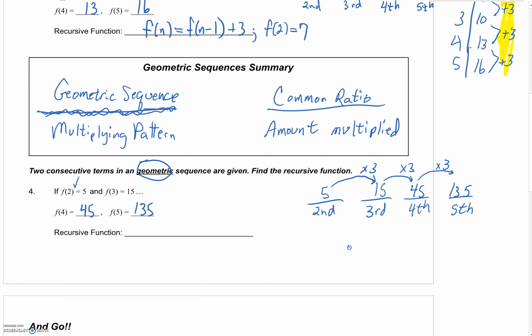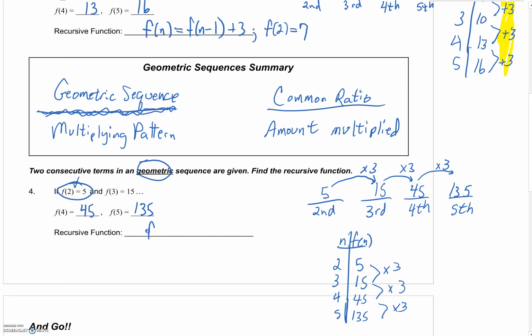And again, please understand, you are more than welcome to make yourself a table if you would rather. And you've got this right here. You could say my input is a 2, and my output's a 5. That's what f of 2 equals 5 is really saying. f of 3 equals 15. That's right there. You can see that you're multiplying by 3. You get the same thing. 15 times 3 is 45. And 45 times 3 is going to get you 135. So either way, you're good to go.